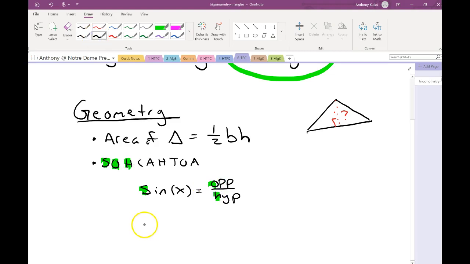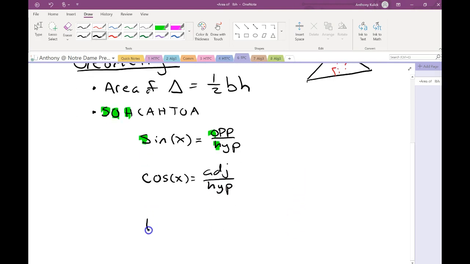The next three letters, CAH, is cosine of angle x is equal to adjacent over hypotenuse. And then the last three letters, the TOA, is tangent of angle x equals opposite over adjacent. So if there is one thing from your geometry course that you remember that is going to be useful to us going forward in this class, Sohcahtoa is absolutely the best thing to have remembered. We will use the heck out of this.